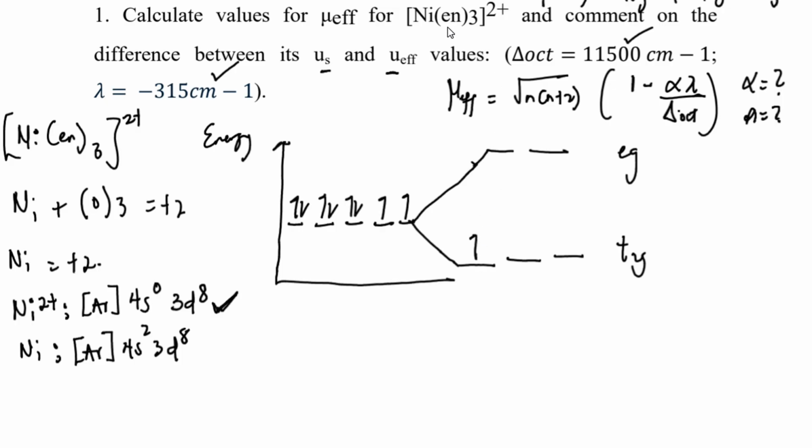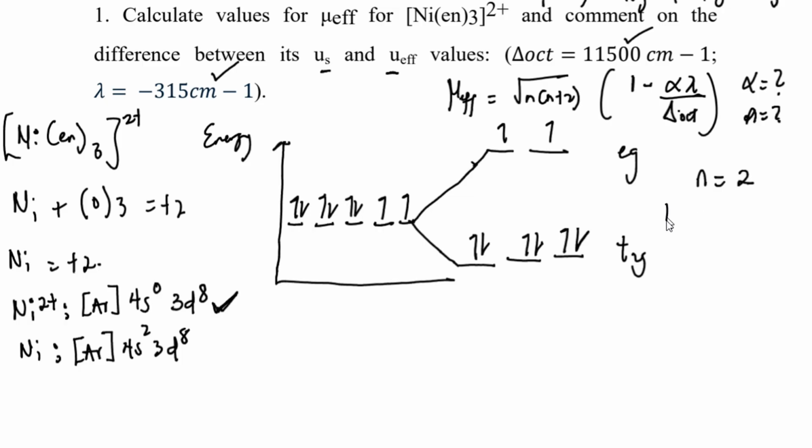So looking at this, this is going to give us a high spin configuration. So it's going to be 2, 3, 4, 5, 6, 7, 8, right? So it's giving us this configuration. So now the next thing we need to do, the number of unpaired electrons is 2, right?